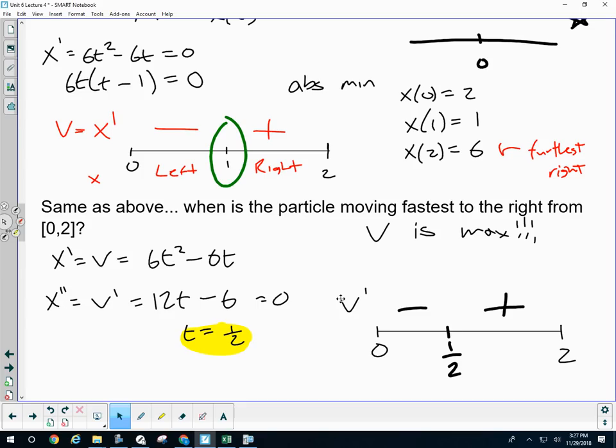Are we moving fastest to the right at 1/2? No, this is the location of the minimum. This means I might be moving left at this time, or I might be moving to the right, but I'm moving to the right at a slower value than I was moving to the right at 0. And I'm definitely moving at a slower rate to the right at 1/2 than I'm moving at 2. So this is the location of a min. This is not my answer.